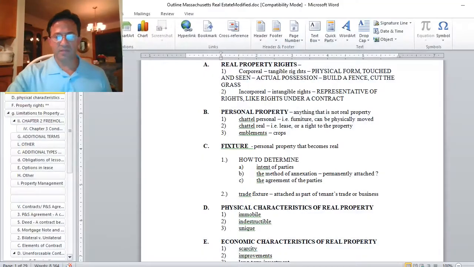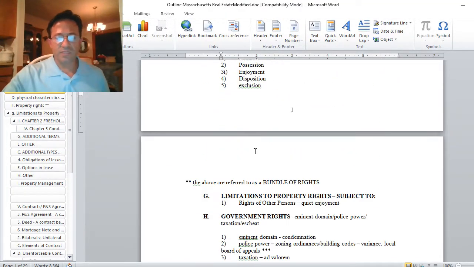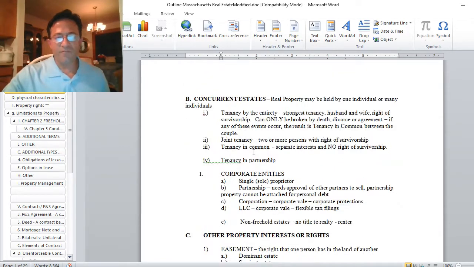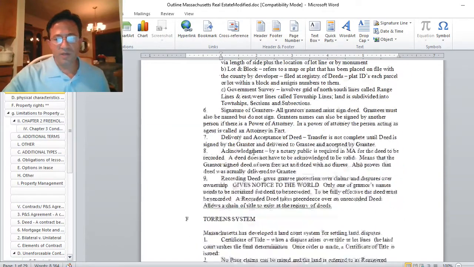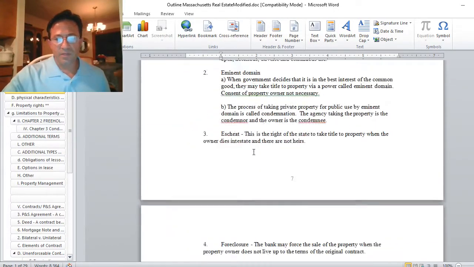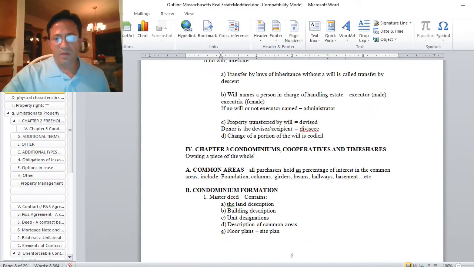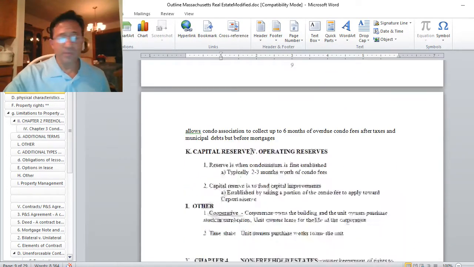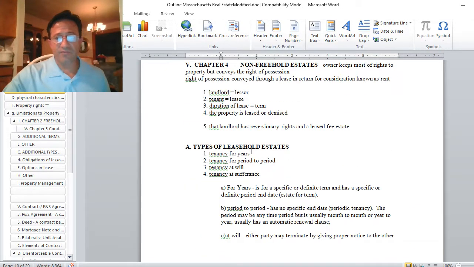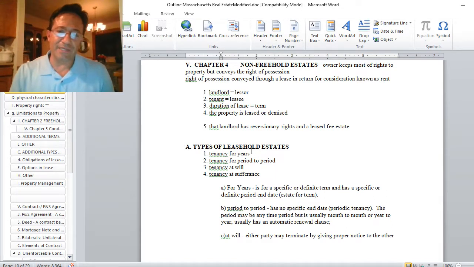Good evening. Tonight we're going to learn about leasehold estates, or non-freehold estates, as it's phrased in the book. And for those that are in the class, you're going to have a book. It's chapter 4. And inside chapter 4, we're going to talk about non-freehold estates or leasehold estates, types of leases. That's what it comes down to.